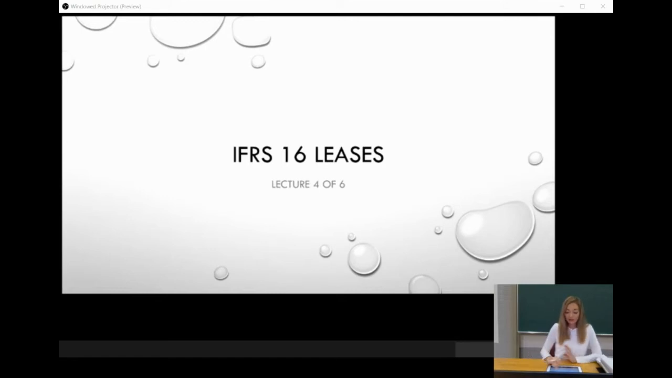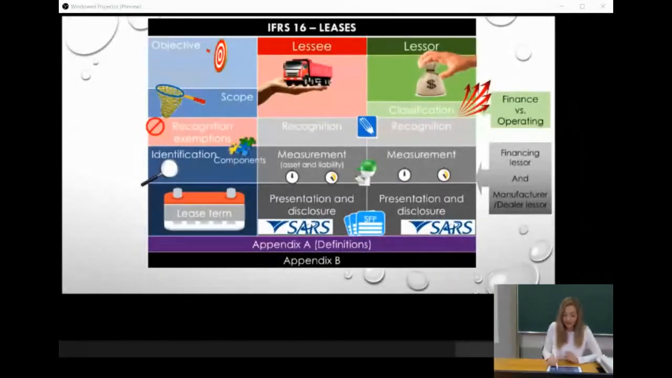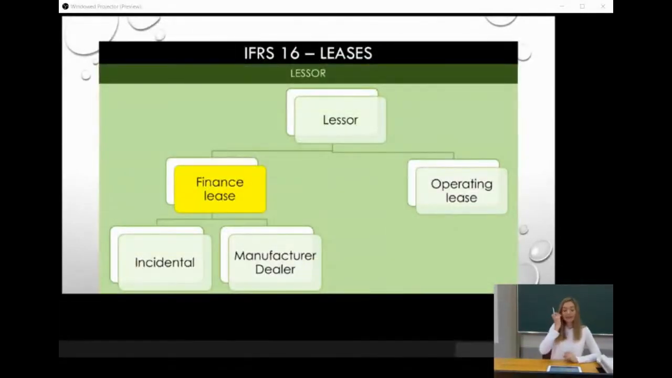Good, so that was the classification. We've now looked at the classification, finance versus operating. So we are going to start with a finance lease. For the lessor, we get 2 types of leases, the finance lease and the operating lease. So we are going to look at the initial and subsequent recognition of a finance lease.